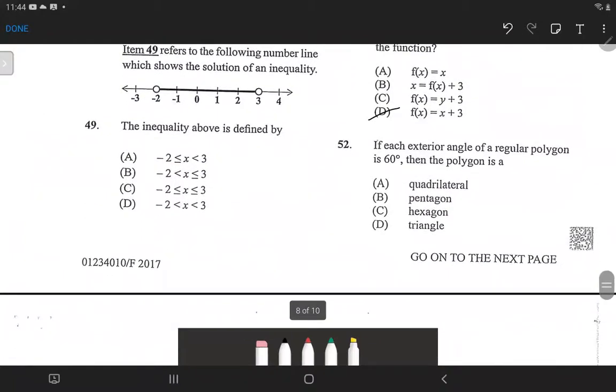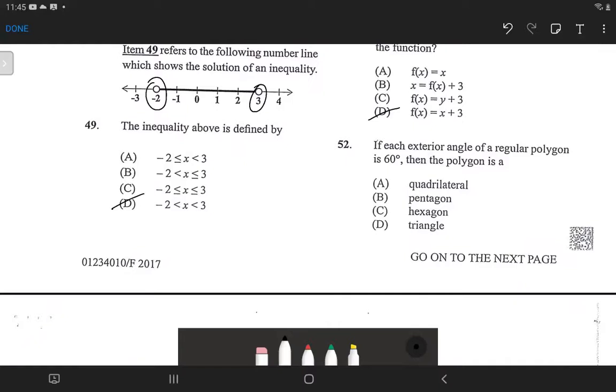Item 49, the inequality above, notice that the -2 and the 3 are not shaded. So that means that x is between those values, but it cannot be equal. So that is D. It is between -2 and 3, but cannot be equal.